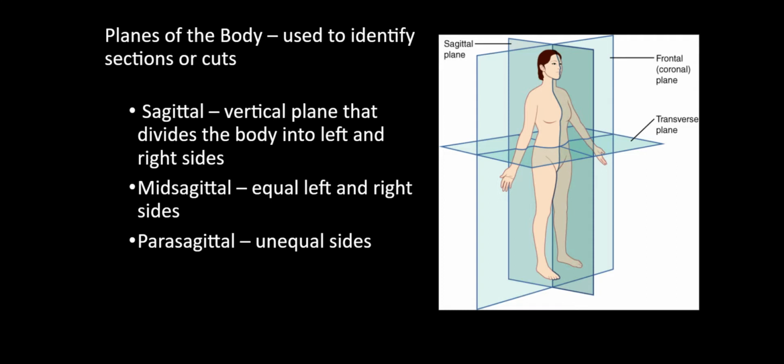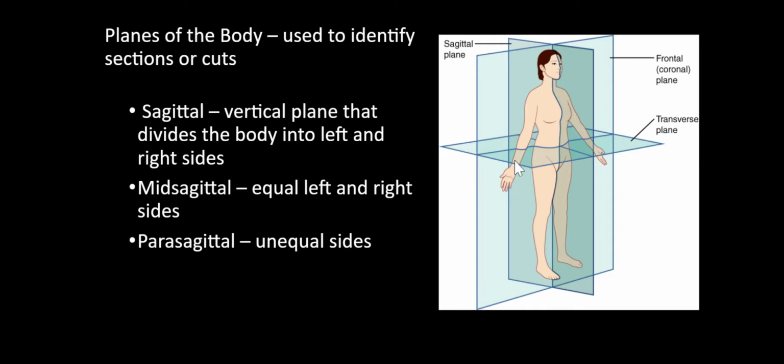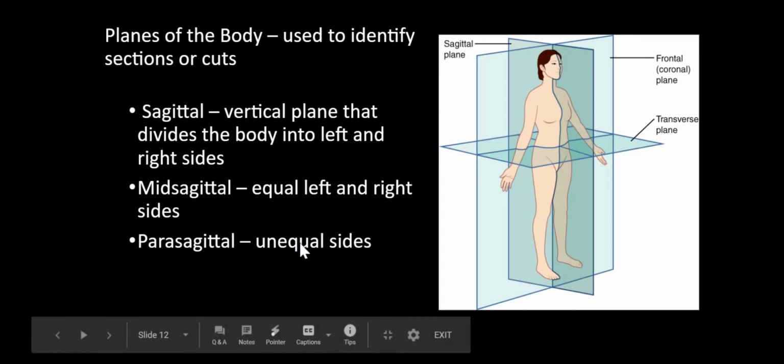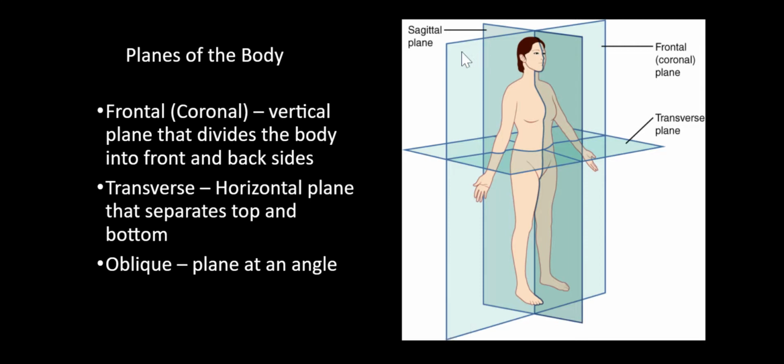top of the body down to the bottom, and it separates the body into a left side and a right side. All right. If it's right down the midline, it's called a mid-sagittal plane. And if it's slightly off, then you call it a parasagittal plane. So it creates unequal sides. The other vertical plane is the frontal plane or the coronal plane, and it separates the body into a front side and a back side, okay, anterior and posterior.